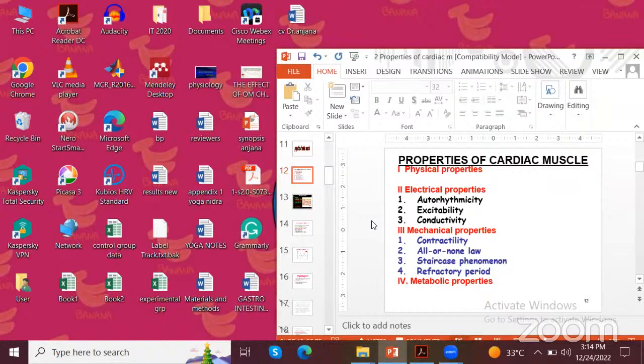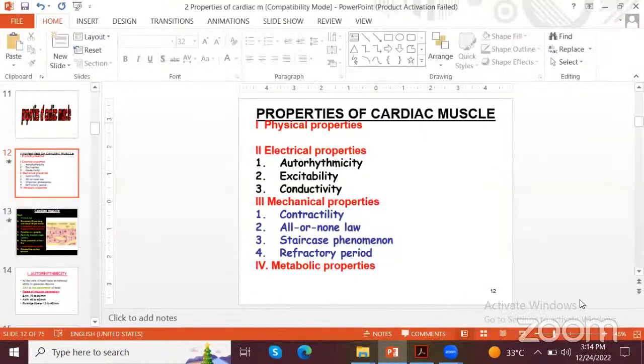Coming to the electrical property, in electrical property there is... Doctor, please. Yeah. Can you share the slide fully? Okay. Is it okay? Okay.